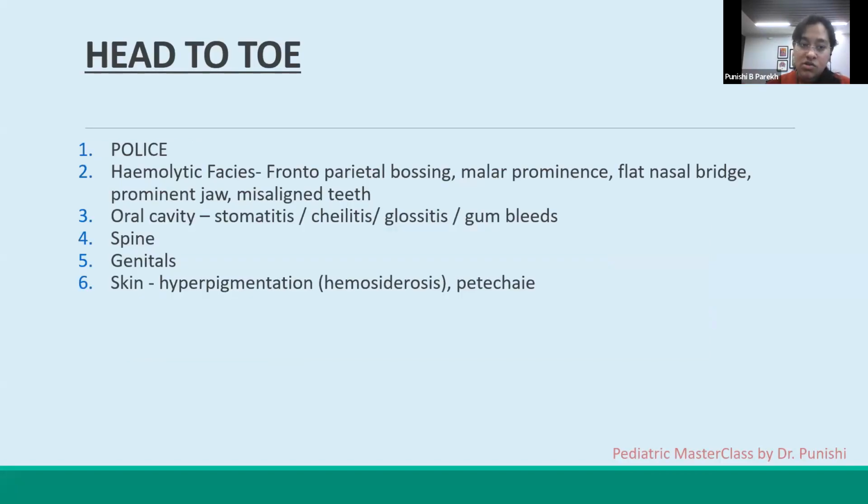Now, head to toe examination. First is your pallor, edema, lymphadenopathy, icterus, cyanosis, and clubbing. In this case, pallor becomes most important, followed by icterus or jaundice. So, how do you look for pallor?